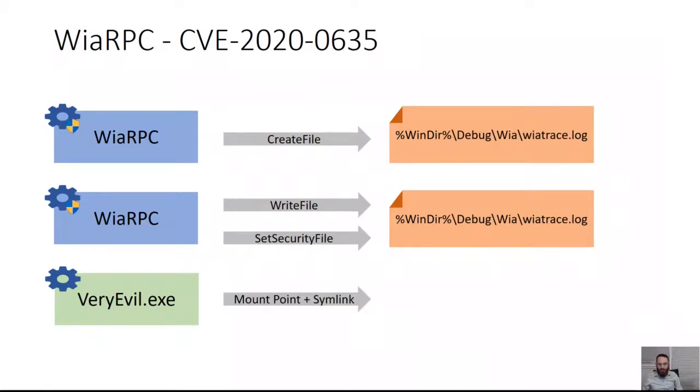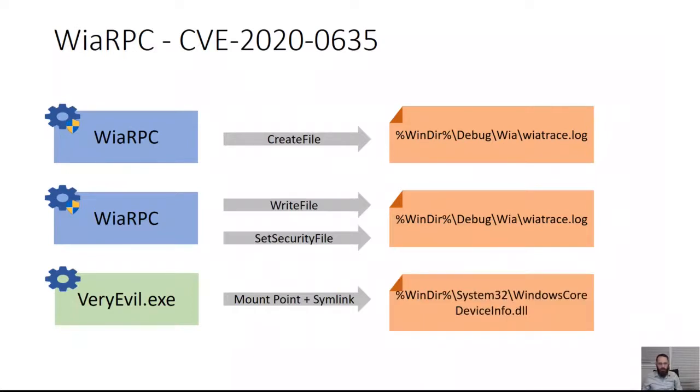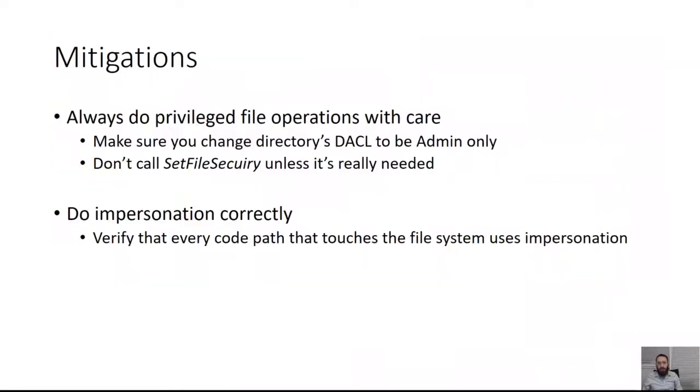We can easily abuse it by placing a mount point and a symbolic link over it. The mount point will point to \rpc control, and the symlink will point to a new DLL that can be loaded by some of the system services. We can edit the target file because of the call to set security file, which changes its permissions. Without it, we could just create an arbitrary file in an arbitrary location, but without having the ability to edit it.